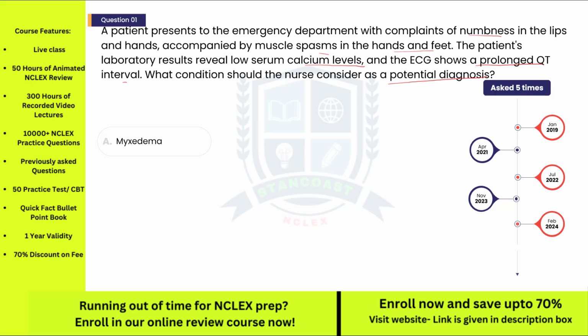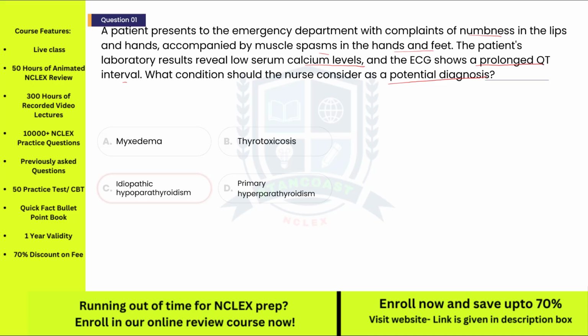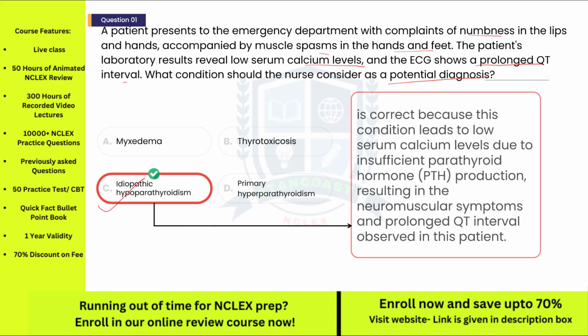A. Myxedema. B. Thyrotoxicosis. C. Idiopathic hypoparathyroidism. D. Primary hyperparathyroidism. Correct answer, C. Idiopathic hypoparathyroidism. Option C is correct because this condition leads to low serum calcium levels due to insufficient parathyroid hormone, PTH, production, resulting in the neuromuscular symptoms and prolonged QT interval observed in this patient.